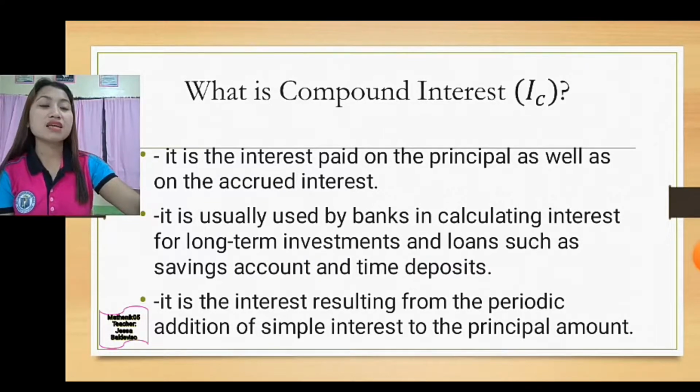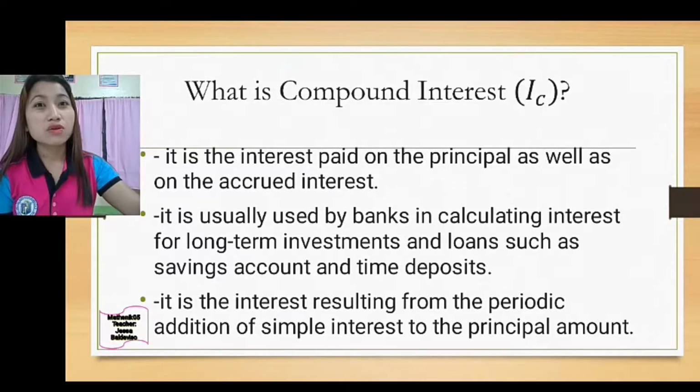Next, it is the interest resulting from the periodic addition of simple interest to the principal amount. So compound interest is very complicated. If it were just simple interest, it would be very easy. In compound interest, your simple interest will earn interest too. So the simple interest earns interest.